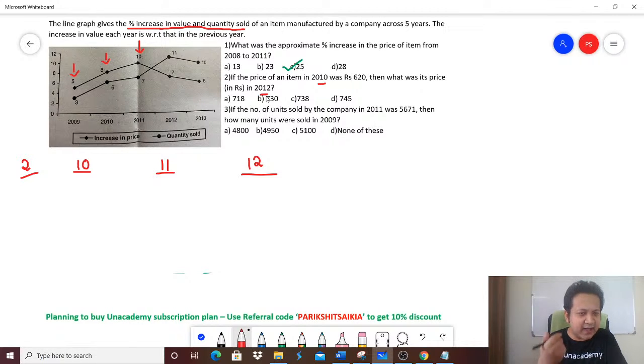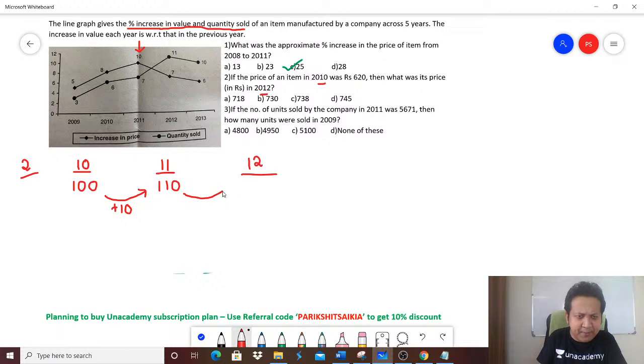What is the easiest value to consider? You can consider any value, 50, 70, 3 lakhs, 4 lakhs, any value, but the easiest value to consider is 100. Now in 2011, what has happened? From 2010 to 2011, there has been a 10% increase. So what is 10% of 100? 10. Right? So it becomes 110. Next, 2012, so plus 10.